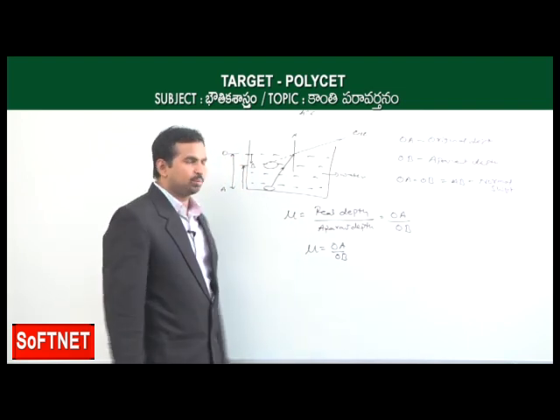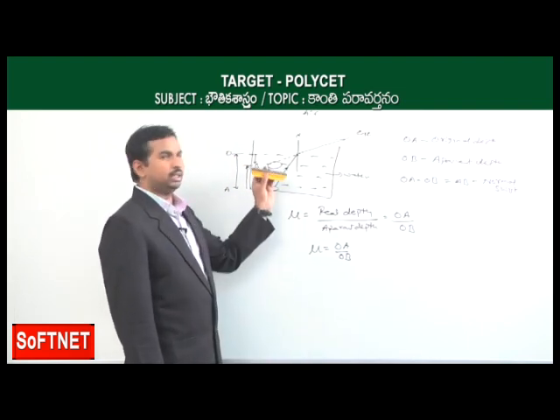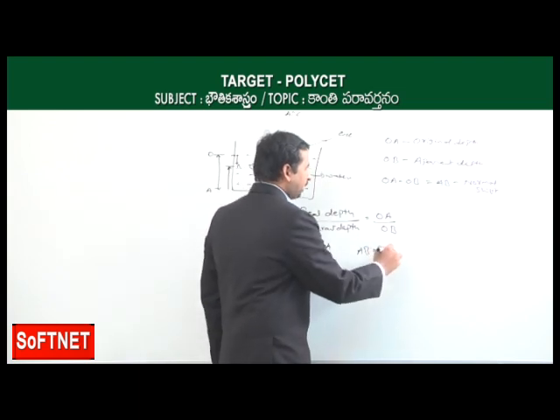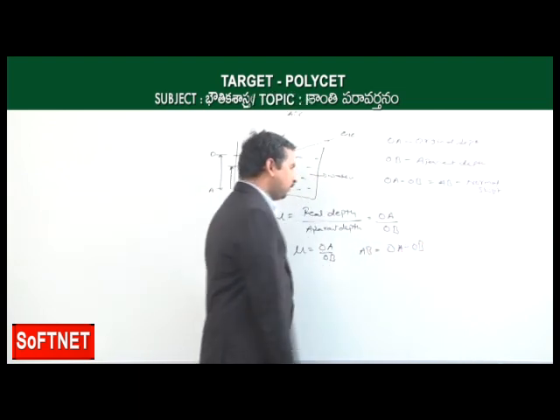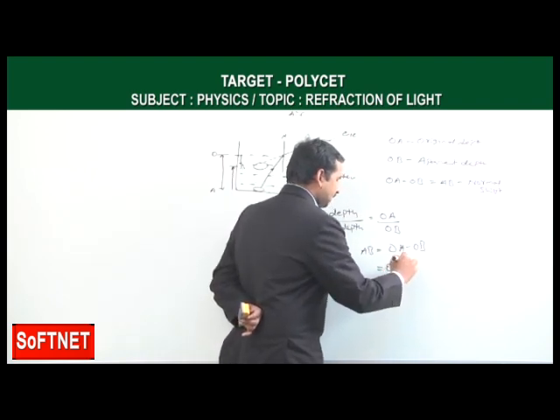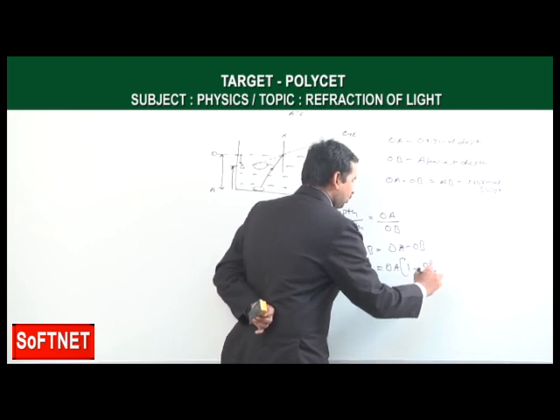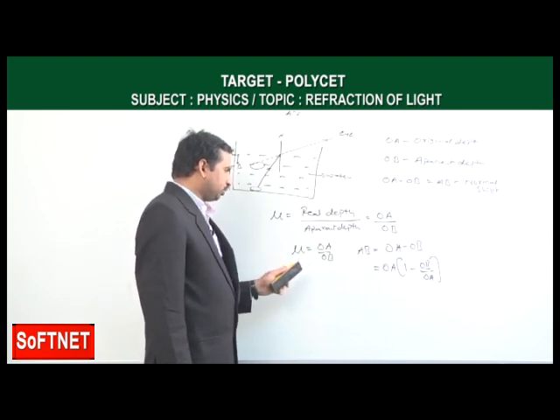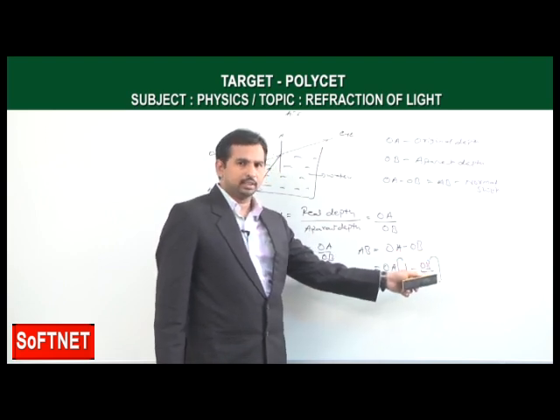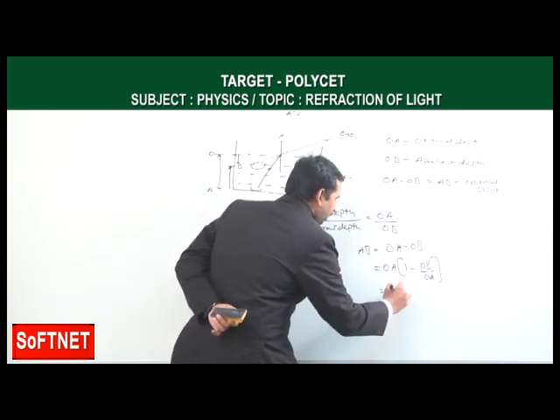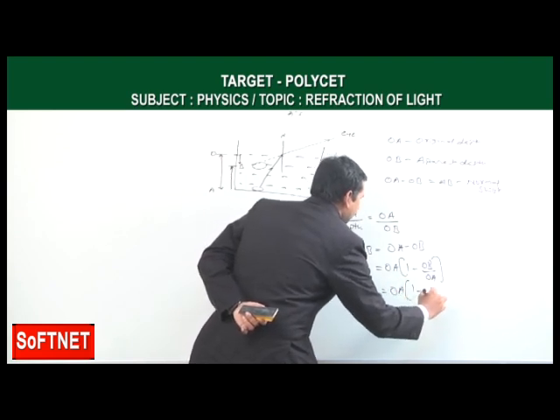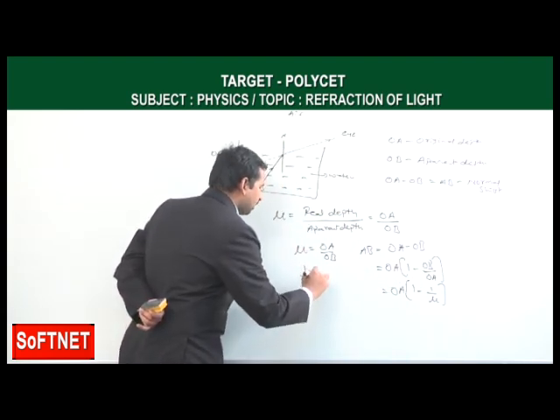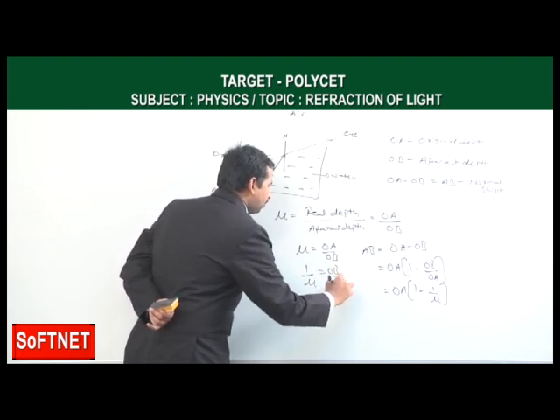But what we need is the normal shift. How much is that coin appears to be raised, that normal shift we want. Then AB we got as OA minus OB. If you take OA common, then 1 minus OB by OA. Actually OA by OB is mu, but here we got OB by OA, which means that is equal to OA of 1 minus 1 by mu. Because if mu is equal to OA by OB, then 1 by mu becomes OB by OA, the reciprocal of that.